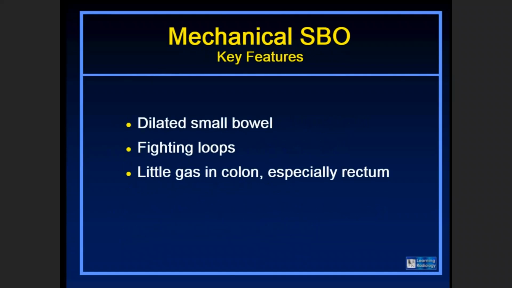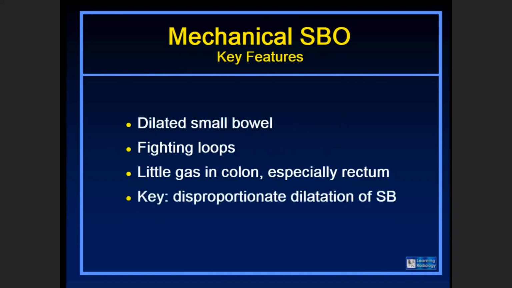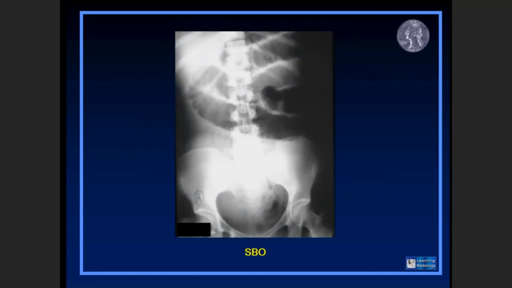Regarding mechanical small bowel obstruction, we can find dilated small bowel loops, with very little gas in the colon, especially the rectum. The key imaging feature is disproportionate dilatation of small bowel. Here, the valvulae conniventes. This is the valvulae conniventes of the small bowel.